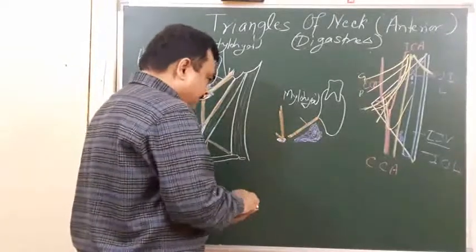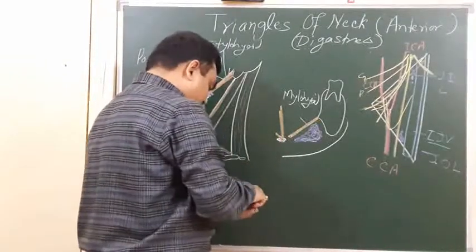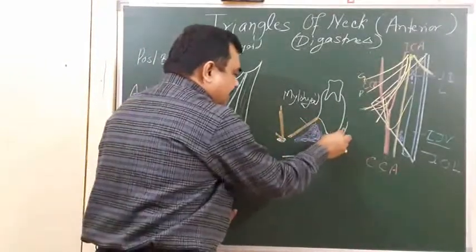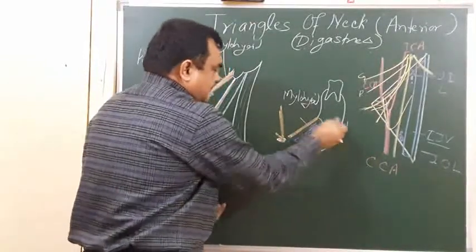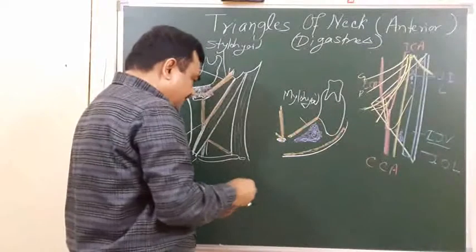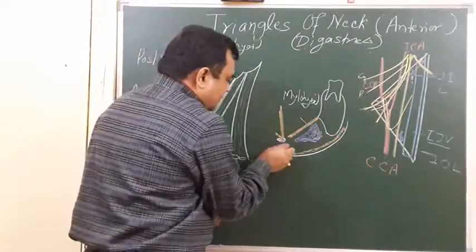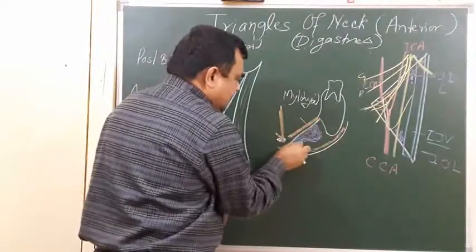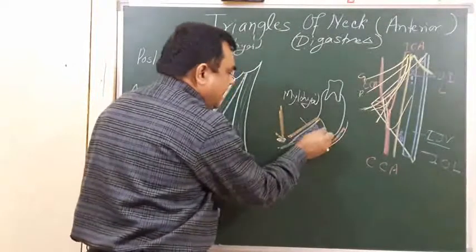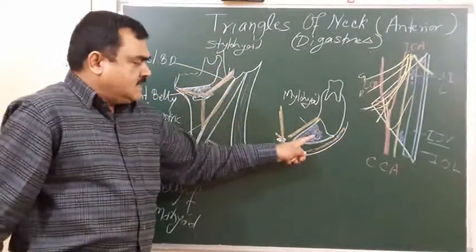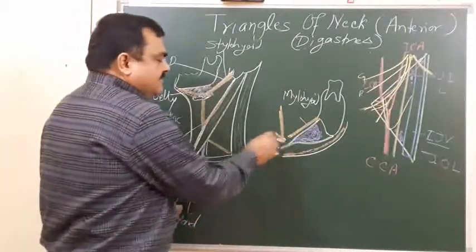Here is the position of skin, then superficial fascia, which contains platysma. This is platysma. Then there is deep fascia. Deep fascia here is split and encloses this gland. This is the investing layer of the cervical fascia. This encloses the superficial part of the submandibular salivary gland. This is the investing layer of the cervical fascia.